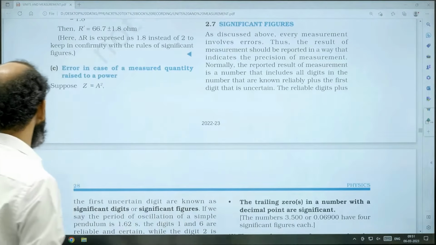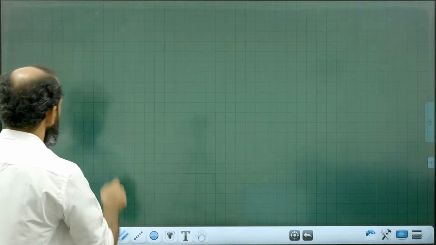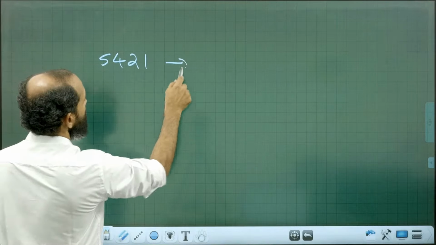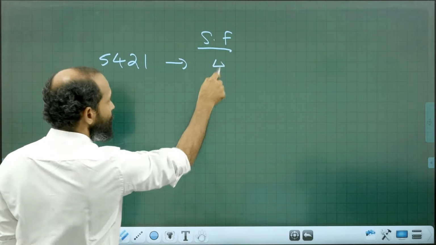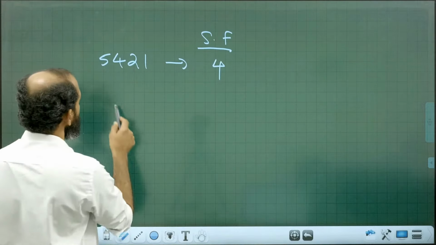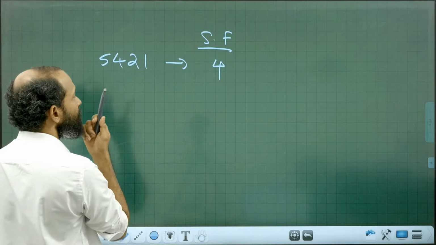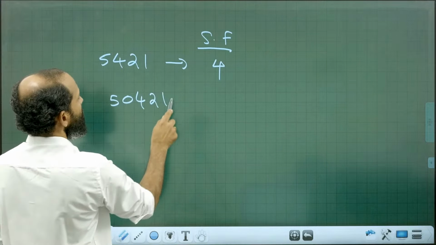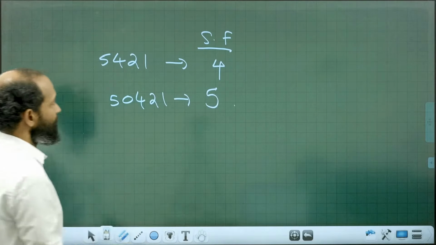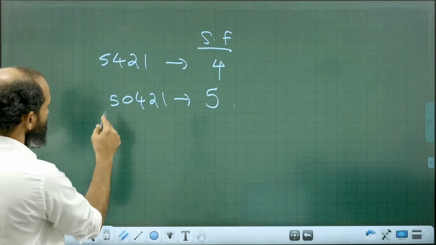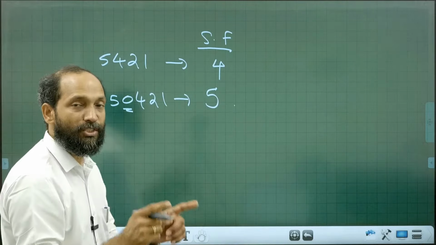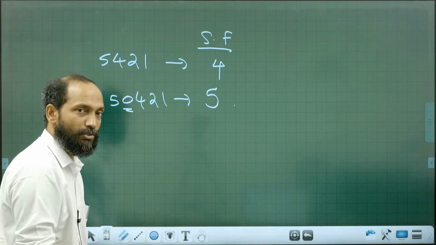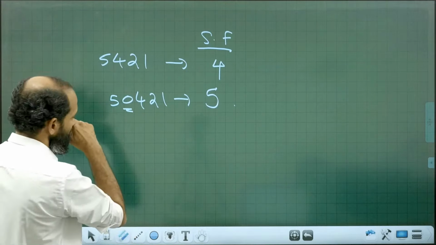All non-zero digits are significant. 5, 4, 2, 1: how many significant figures? 4. Let me give you examples. 5421 has 4 significant figures because all non-zero digits are significant. Now 5021 has 4 significant figures, not 3, because this 0, as it comes between two non-zero digits, is also significant. Any 0 coming between two non-zero digits is also significant. Okay. Next example.